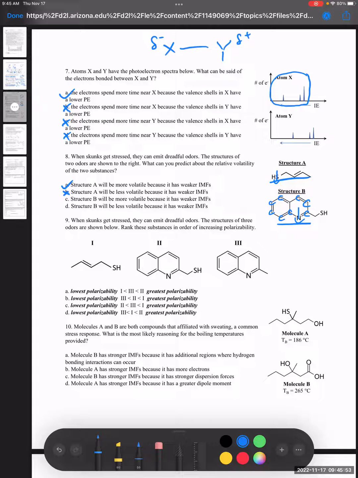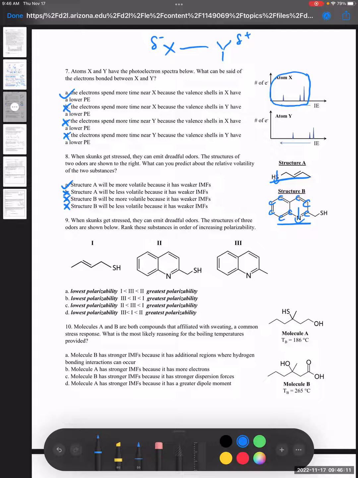Structure B will be more volatile. That is incorrect. Structure B will be less volatile. That is correct, because it has stronger intermolecular forces. If something is less volatile, that means it should have strong intermolecular forces. Anyway, the correct answer is option A.